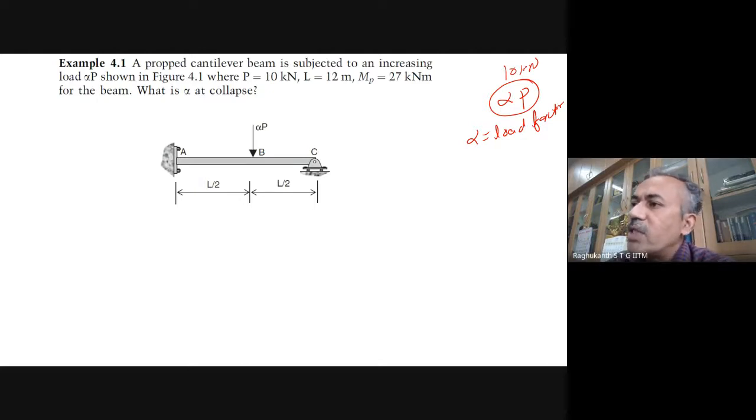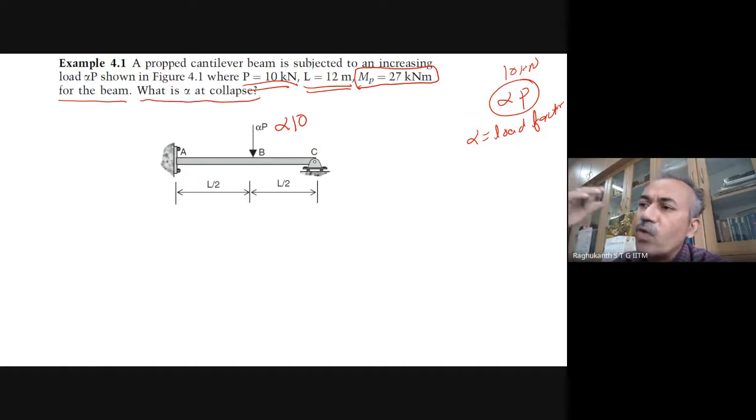The length is 12 meters. P is 10 kilonewton, so the load is 10 alpha, which is acting on the beam. The plastic moment is 27 kilonewton meter, obtained from experiments on the beam. Now we have to find the alpha value at collapse, that is, the maximum collapse load for this beam. How do we do this type of problem? Whatever method we used previously for the same propped cantilever, here also we use the incremental method.